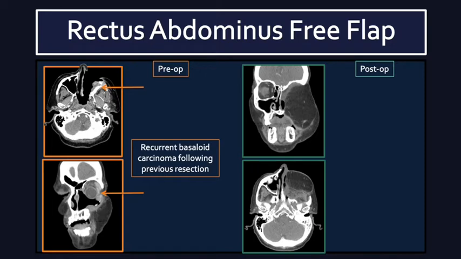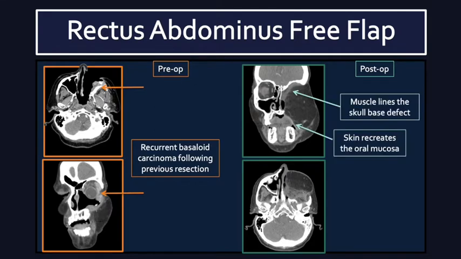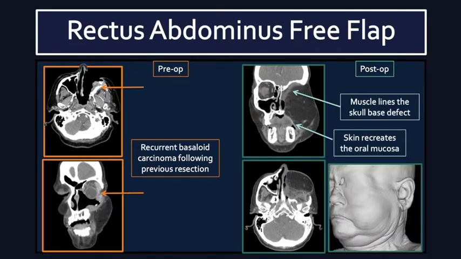The beauty of the rectus abdominis flap with the muscle component, which can be used to close the skull base defect, is that you have this large amount of skin. The skin surface will be used to recreate the mucosa in the oral cavity, but also to provide coverage for the external portion of the surgical bed. This is a 3D surface rendering showing the bulk of this flap. Certainly in the obese patient, the bulkiness of this flap can be problematic.